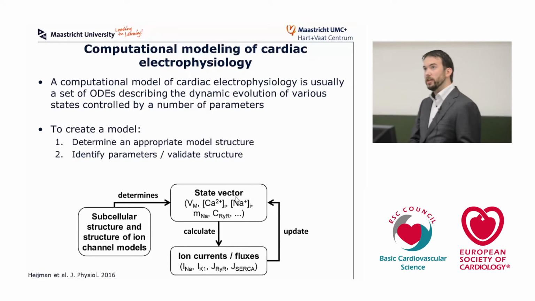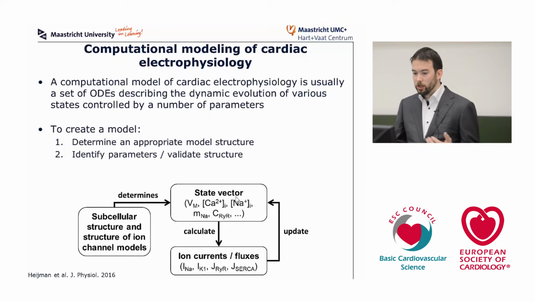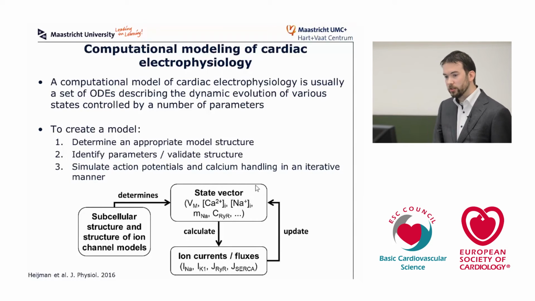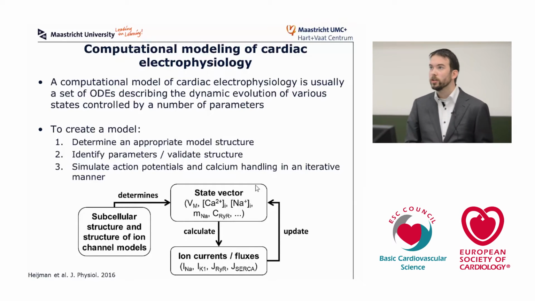Then the second step is to identify the parameters. For instance, the opening of the bottle in the previous example, but in principle it tells me how the membrane potential produces these currents. And once I have these two components, then I can use this iterative manner to simulate action potentials, calcium transients, signaling cascades, or any of the other properties that you might be interested in in a cardiomyocyte. So that's the overall structure that we use to simulate electrical activity and electrophysiology of cardiac myocytes.